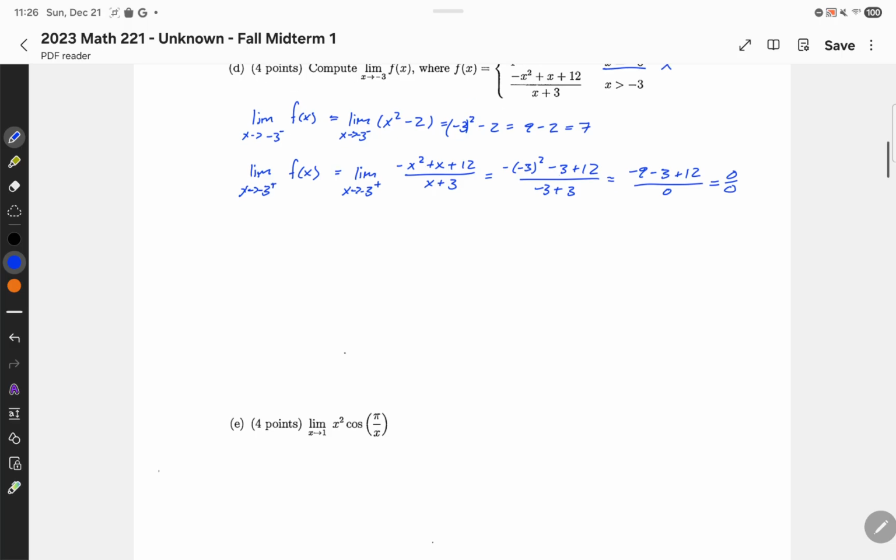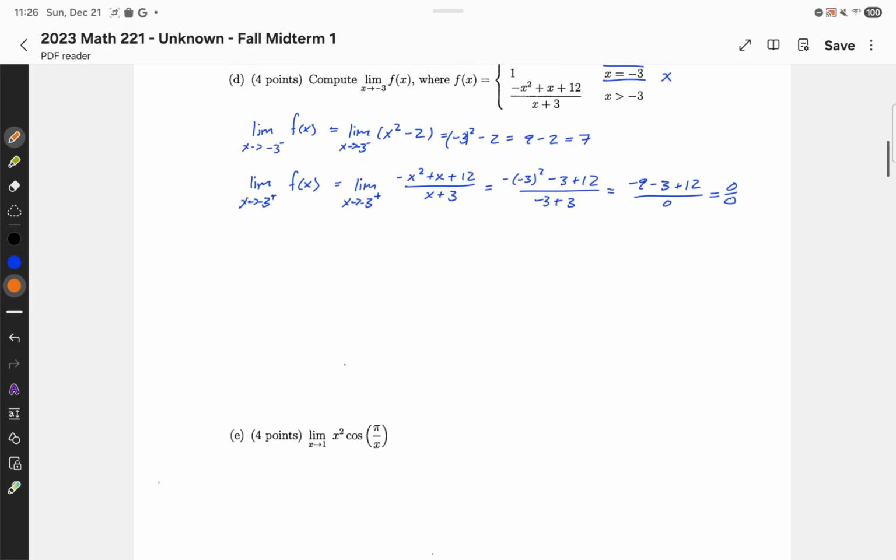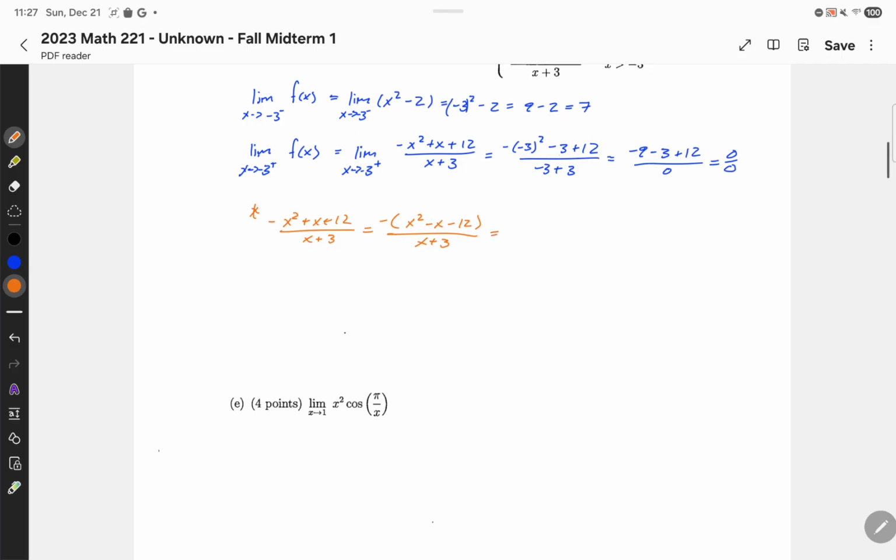You could use L'Hopital's, but actually the simpler way to do this is going to be to just reduce our fraction here. So we have minus x squared plus x plus 12 over x plus 3. And now let's go ahead and factor out a minus 1. We're going to get x squared minus x minus 12 all over x plus 3. And now if we look here, we need two numbers that multiply to minus 12 and add up to minus 1. And by just a bit of trial and error, you can probably see that that's going to be x plus 3 and x minus 4 all over x plus 3.